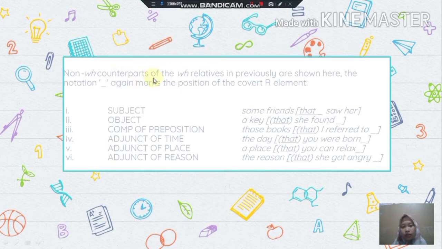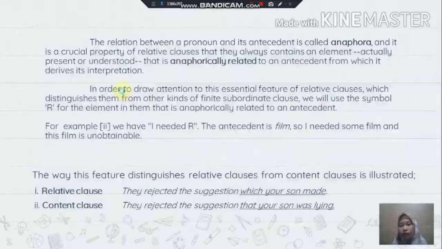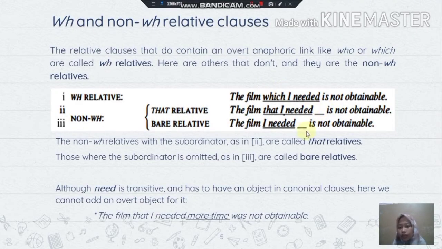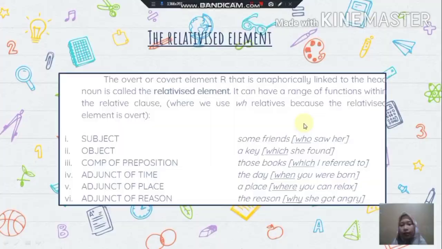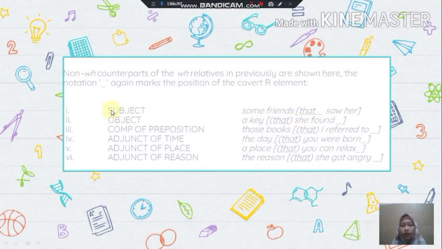Non-WH counterparts of the WH relatives shown previously are shown here. The notation underscore, like this, marks the position of the covert R element. Again, same notation, and the example is subject. For the subject: some friends that saw her. For the object: a key that she found. For the complement of preposition: those books that I referred to.